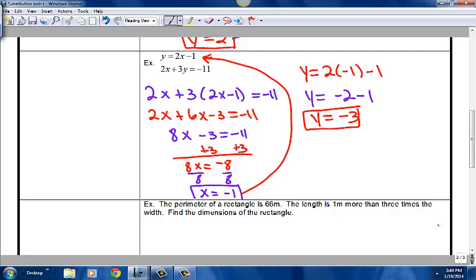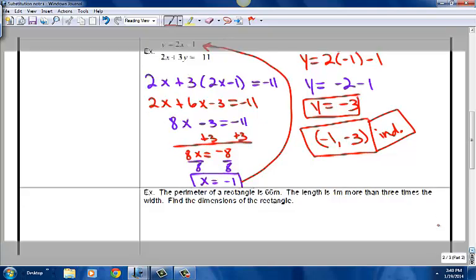Once I have an x and a y, then I have my point of intersection. This is an independent solution because there's only one. Don't forget that part. One last problem, you guys, and we're done.